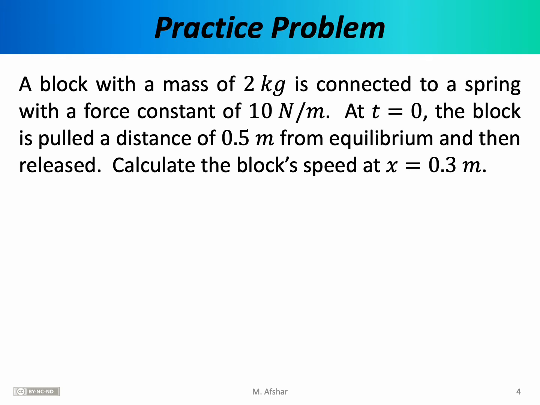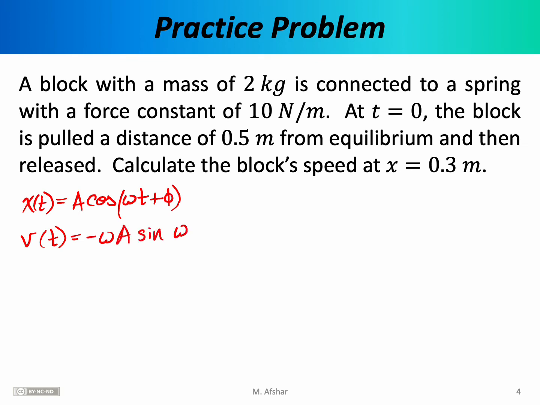Now, it turns out there are two ways to answer this question. The more difficult way is to start by saying that the position as a function of time is equal to a cosine of omega t plus phi, and then take a derivative of this expression to find velocity as a function of time, and that will end up being minus omega a sine of omega t plus phi. Now, in principle, we can use this expression to calculate the block's speed.